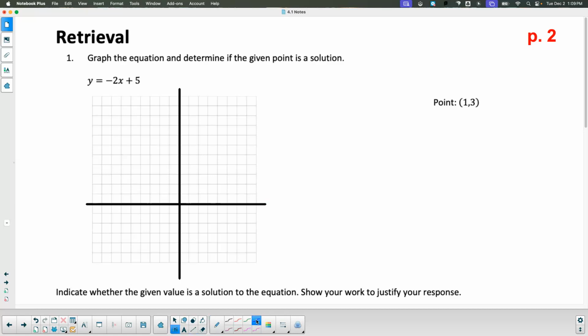I simplified the equation. So this gives me a positive 5, so that's 0, 5 as my y-intercept. 1, 2, 3, 4, and 5. This gives me a -2 as my slope, which would be over 1. So that would be down 2, right 1. Down 2, right 1. Down 2, right 1. Or I could go up 2 and left 1.